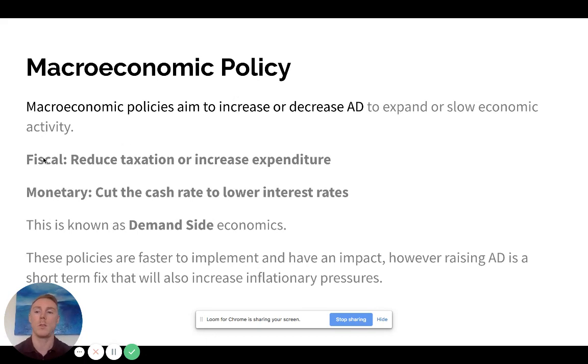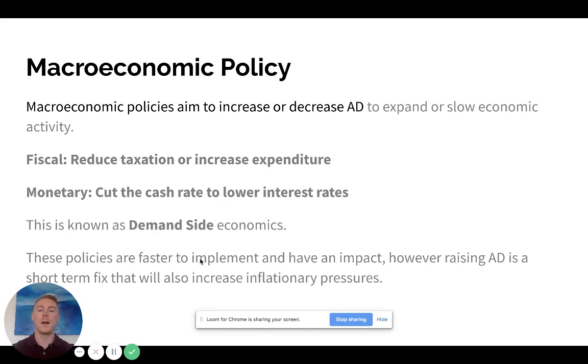We can do that through fiscal policy. They can cut taxes or increase spending, or monetary policy, cut the cash rate and lower interest rates so people spend more money. That will increase consumption. It will increase aggregate demand. This is known as demand side economics, has its pros and cons.